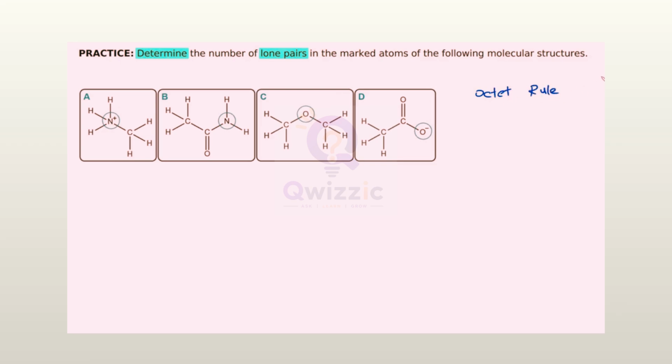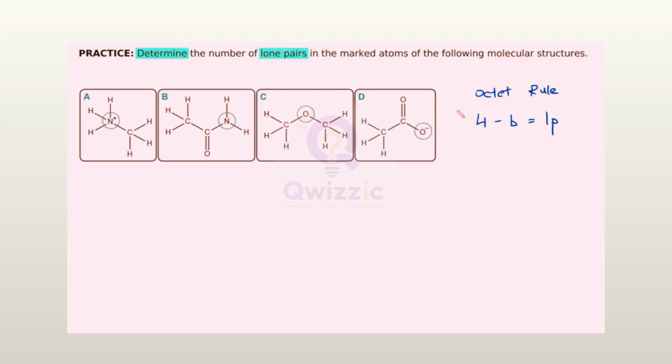The octet rule states that your atom must have 8 electrons around it to satisfy the octet rule. Specifically, in order to find the number of lone pairs, and as long as the octet rule is satisfied, we are going to use the following formula to identify the number of lone pairs on each of our atoms. We are going to essentially subtract 4 minus the number of bonds, and this will be equal to the number of lone pairs of electrons.